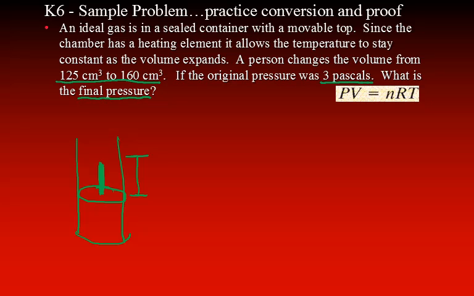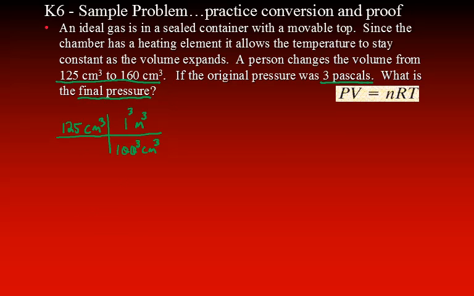So when we set this up, we can draw this out. We know the volume is expanding from 125 to 160 centimeters cubed. The original pressure is 3 pascals. We want to find the final pressure. So what we're going to need to do is convert our 125 centimeters cubed to meters cubed, right?